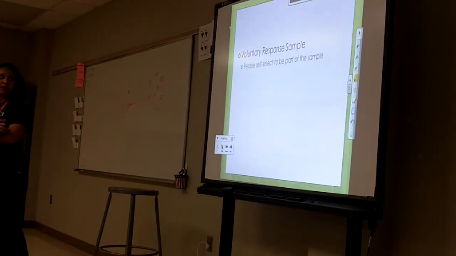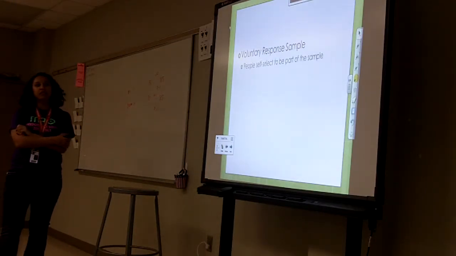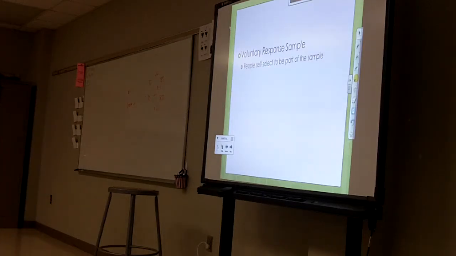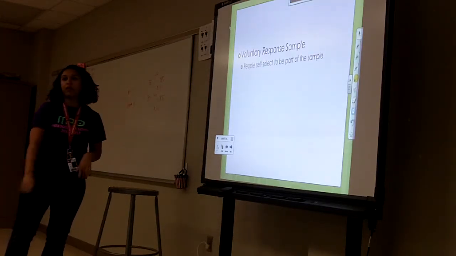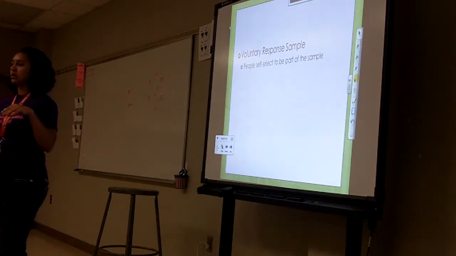Voluntary response sample. People self-select to be part of the sample. Usually what happens is you feel strongly about something, you say your opinion. If you really don't care, then you don't give an opinion. Correct? That's what usually happens in voluntary response. So you either have a lot of people that go one way or a lot of people that go the other way. You don't really have anyone in between.